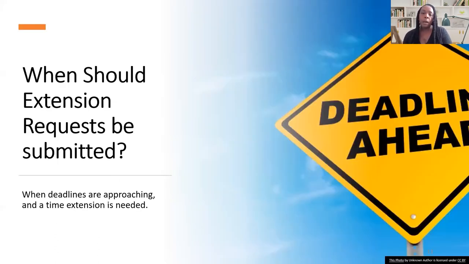So what happens if you can't meet those predetermined deadlines? Well, you can request a one-time extension of each type for each phase. And you would submit that request when your deadline is approaching. So a few months before your deadline is approaching, you want to reach out to your district local assistance representative and discuss submitting a time extension request.